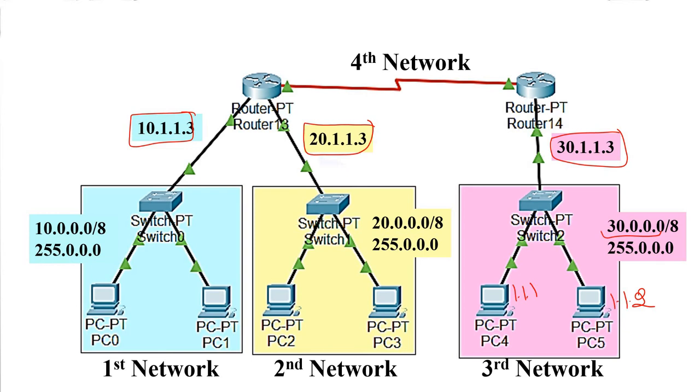Now the next thing is that these routers are also becoming a new network, so we need to provide network IDs for them as well. Here this gateway is the address of this particular port. The router will be configured with this gateway for this port, and this port will be configured with this gateway, and this port will be configured with this gateway.